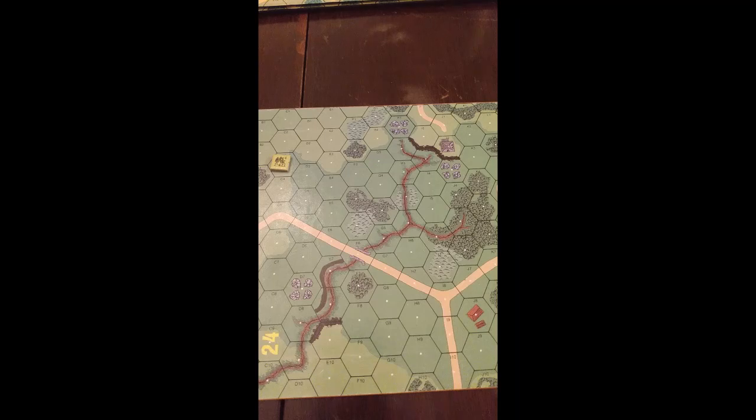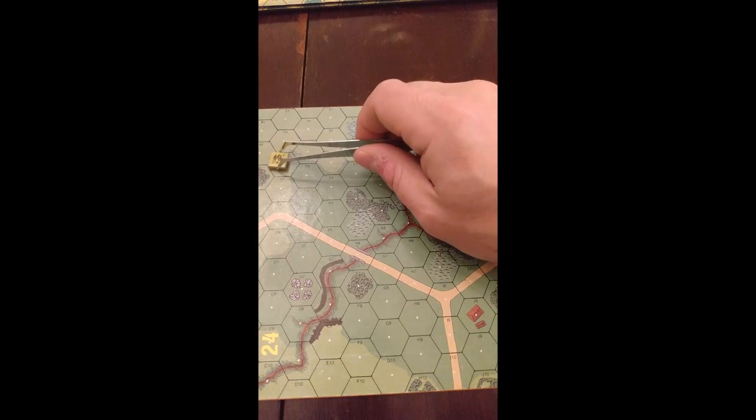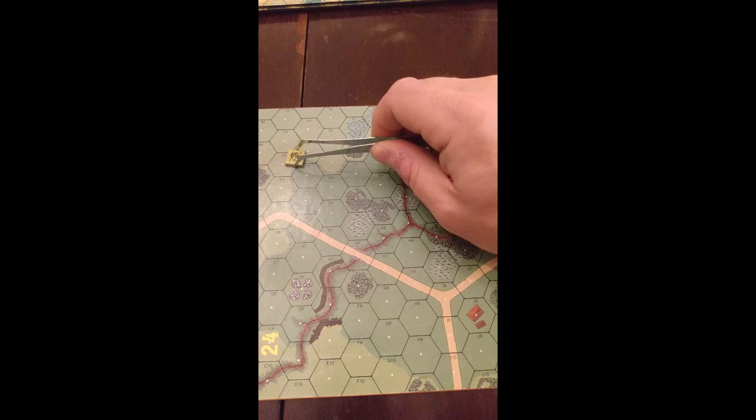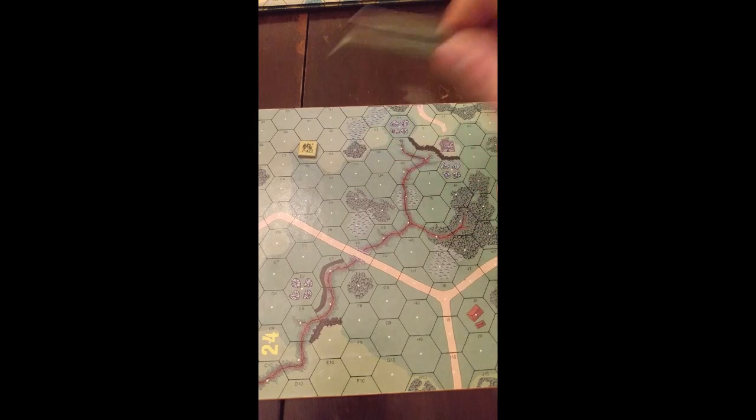It's one movement factor to go down, plus the usual two movement factors to go up, for a total of three movement factors. So we would have one elevation change down for a movement factor in this abrupt change, and then two more to go up. That would be a total of three movement factors.